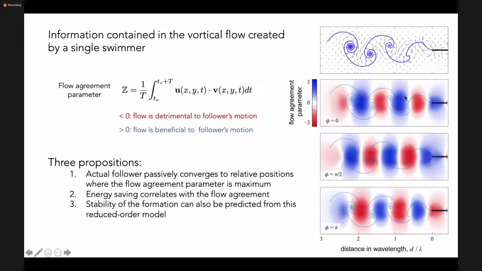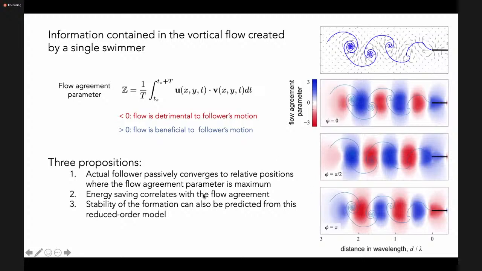And what's interesting is that as you vary this phase of flapping, those blobs of positive and negative flow agreement parameter, they just switch. They move downstream, if you like. So I'm going to make three propositions, and these are my last propositions here. This is for the virtual follower, but I'm going to claim that if you have an actual follower, it will passively converge to relative positions where the flow agreement parameter is maximum.